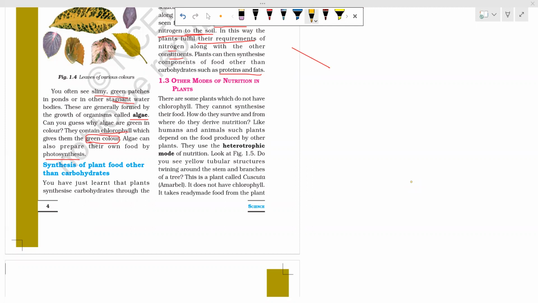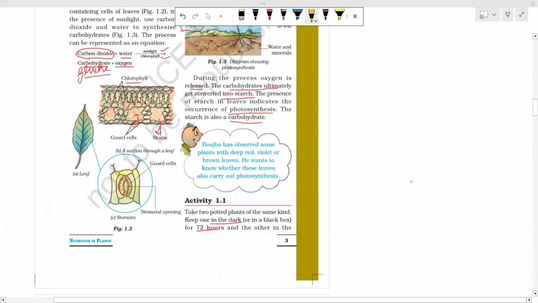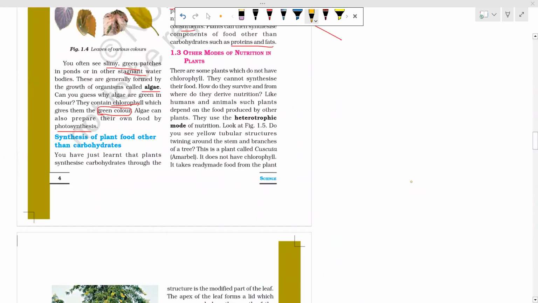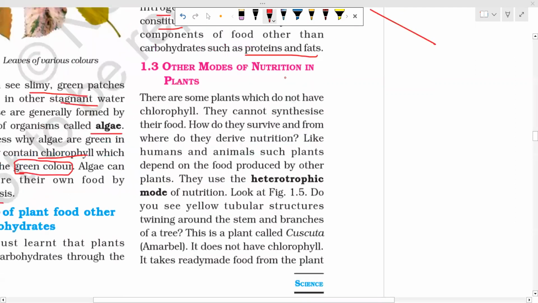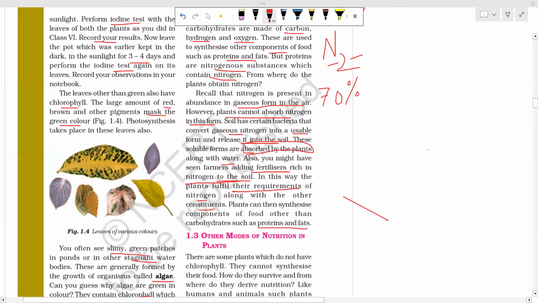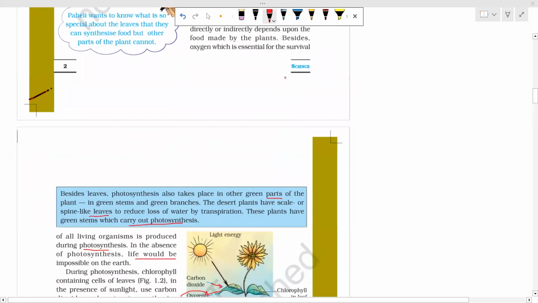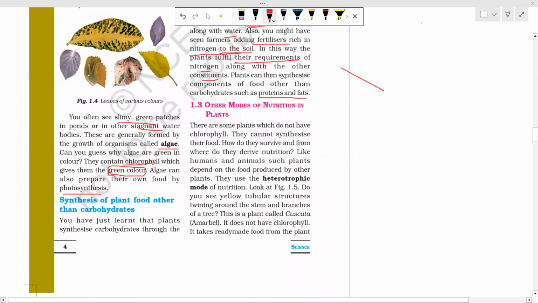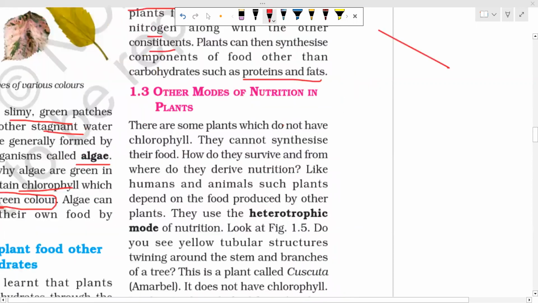And today we are going to begin the second part of your chapter, Nutrition in Plants. I hope the previous video was interesting for you. Today's class will also be interesting, and we will be aiming at the completion of this chapter. In the previous class, we learned about autotrophs and heterotrophs. We learned about photosynthesis. And in this class, we will learn about the other modes of nutrition in plants.